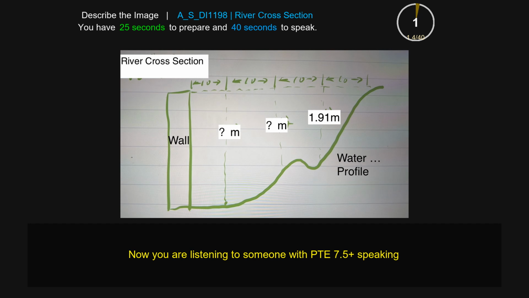The given image is a line graph which provides information about river cross section. In the given image, there is a wall on the left hand side, and the water is divided into four categories of meters. From the given figure, it can be seen that the water is slowly rising and reaches the highest level at 1.91 meter. Overall, the image illustrates river cross section.